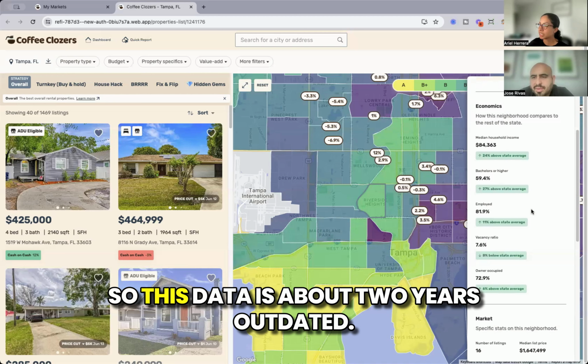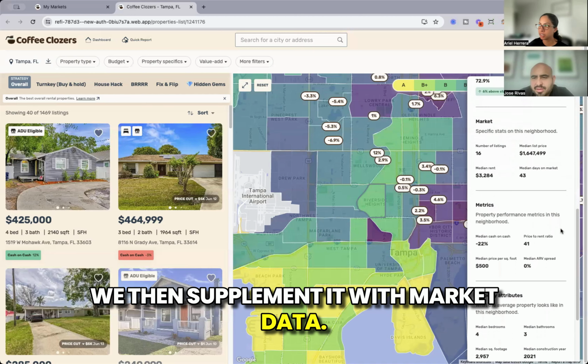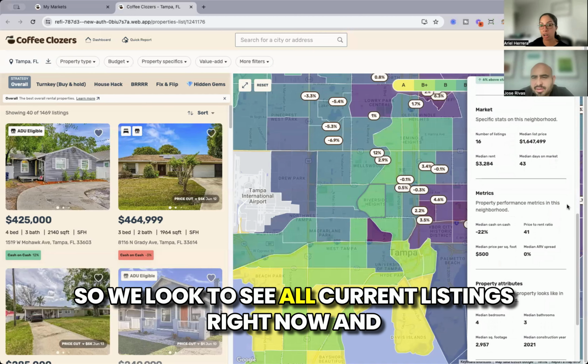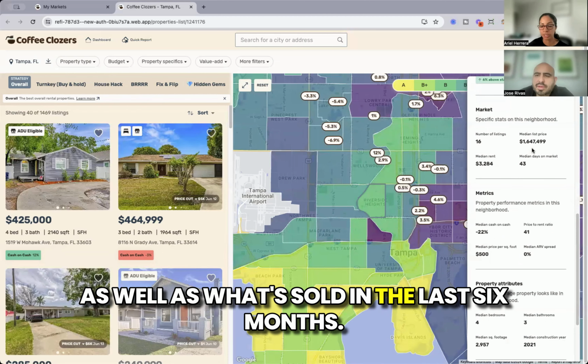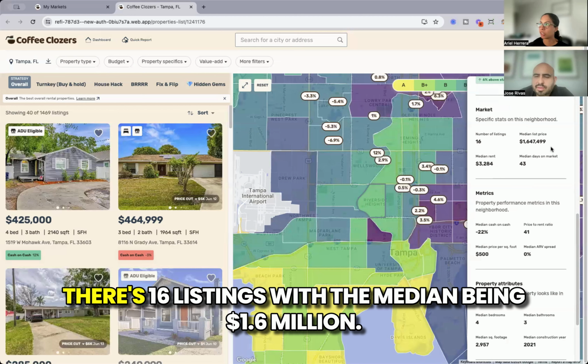Since this data is about 2 years outdated, we then supplement it with market data. So we look to see all current listings right now, as well as what's sold in the last 6 months. So we could see for this particular area that there's 16 listings with the median being $1.6 million.